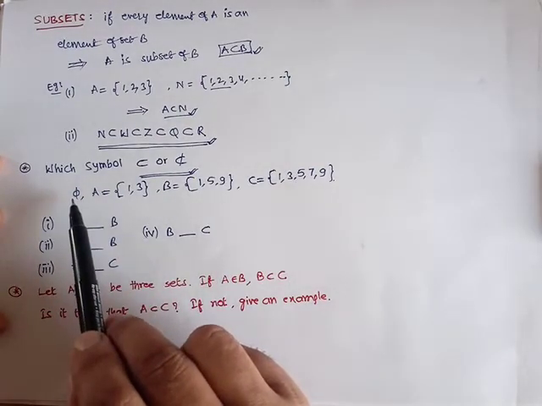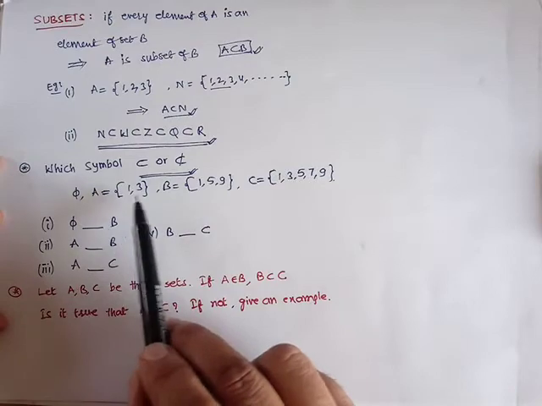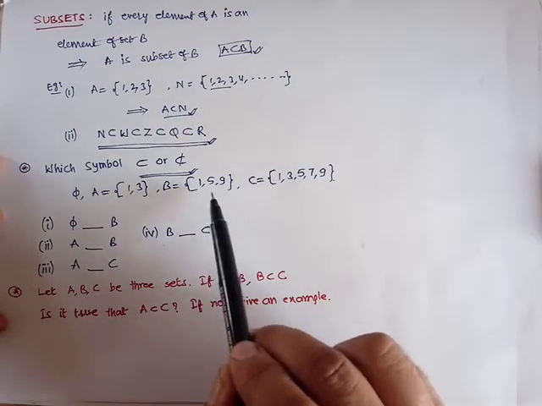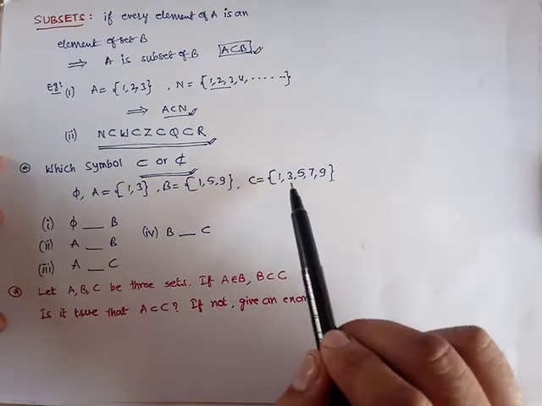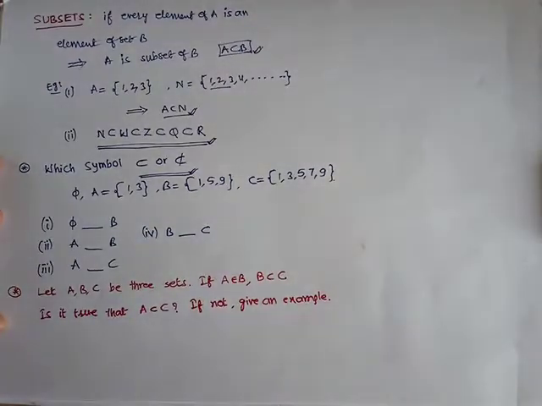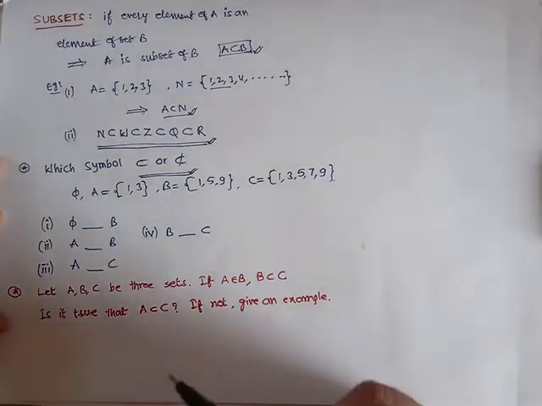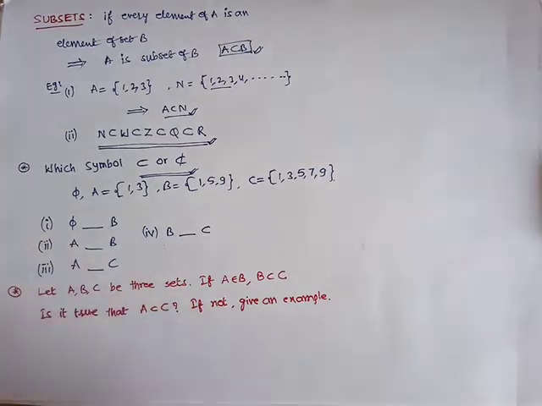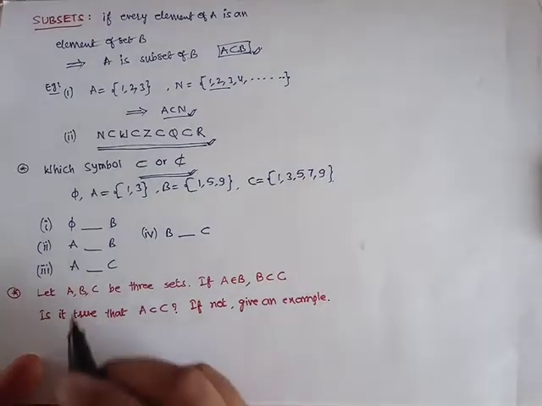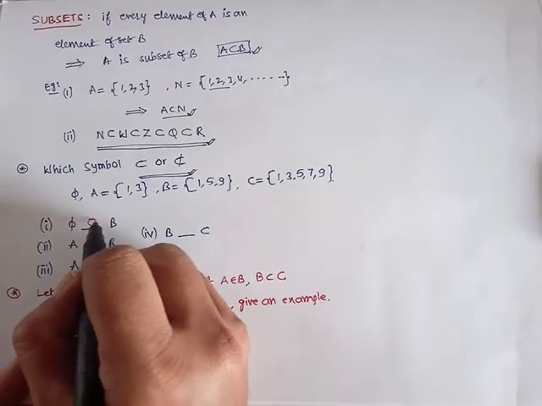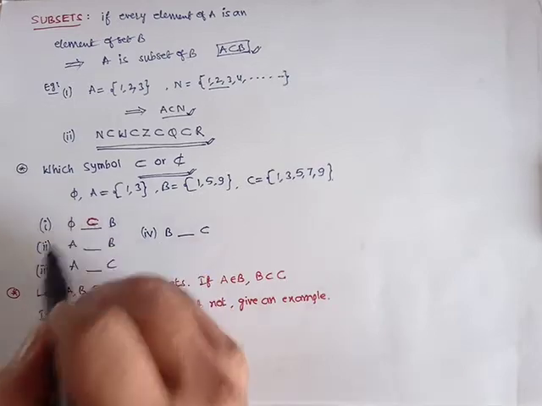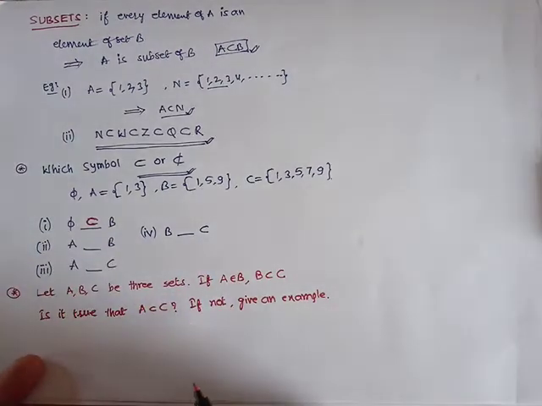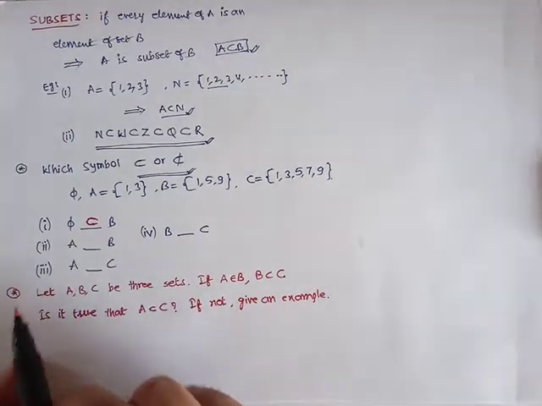So four sets are given. First one is phi, that is the empty set. A is equal to {1, 3}, B is equal to {1, 5, 9}, C is equal to {1, 3, 5, 7, 9}. So these are the sets which are given. Now we'll see which symbol can be used in between. Phi is a set which is a subset of any set, so phi will be a subset of set B. Keep it aside. Then A and B.